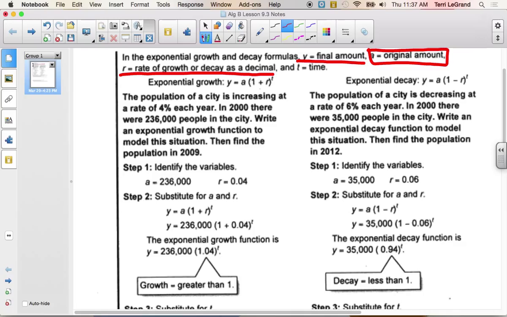So we're going to have this formula we're going to work with today, and we need to understand the parts of it. R is the rate. What percent is it growing at? What percent is it decaying at? But then we change it to a decimal. And then T in the formula is going to represent the time. How long?